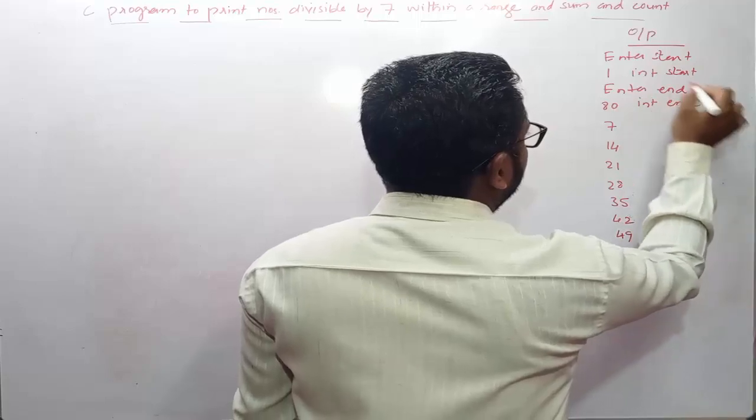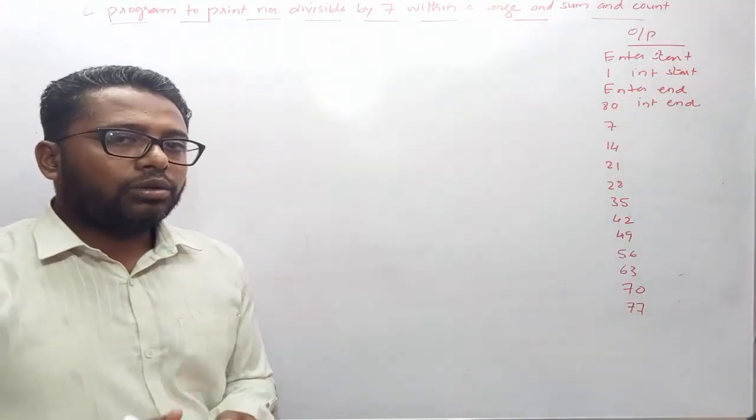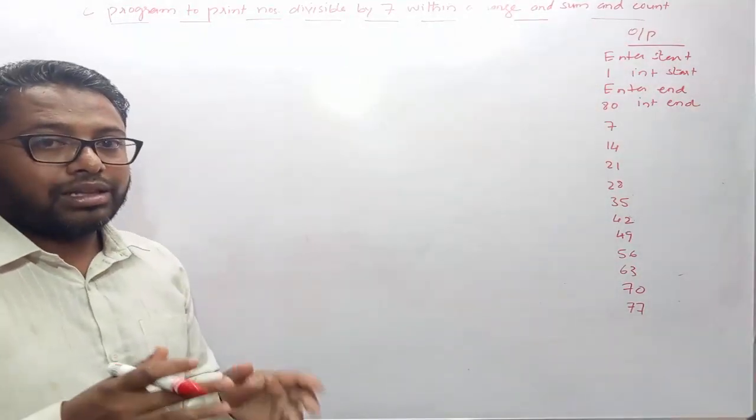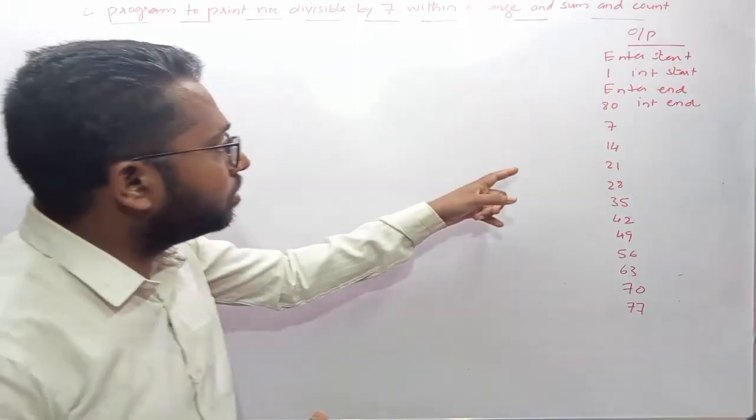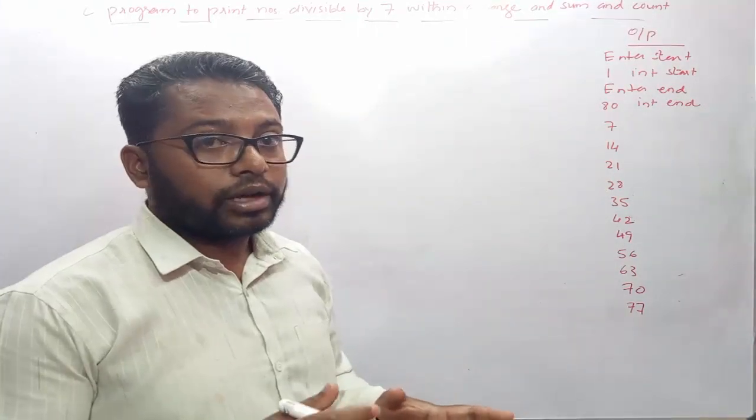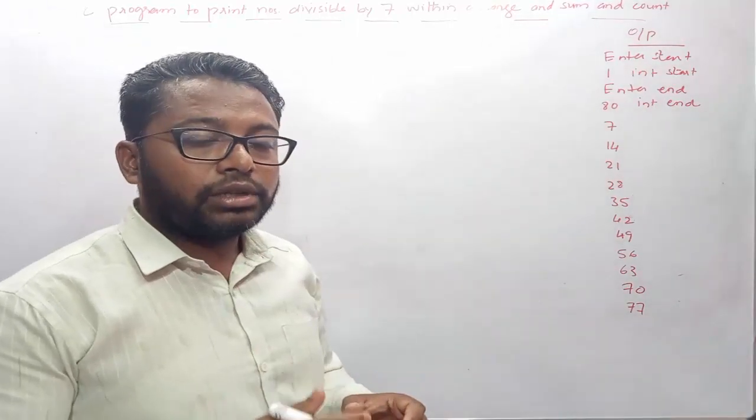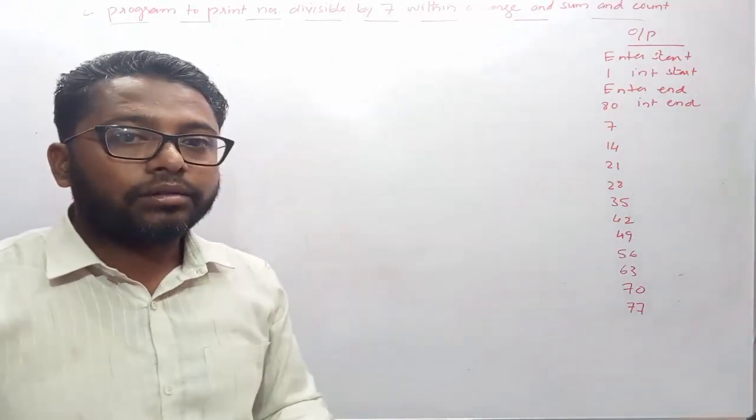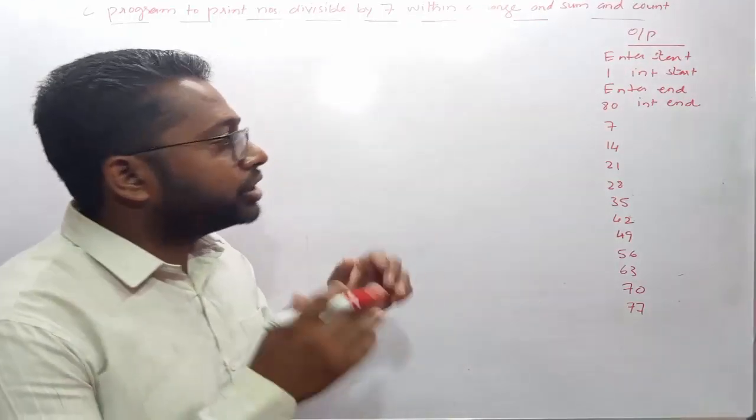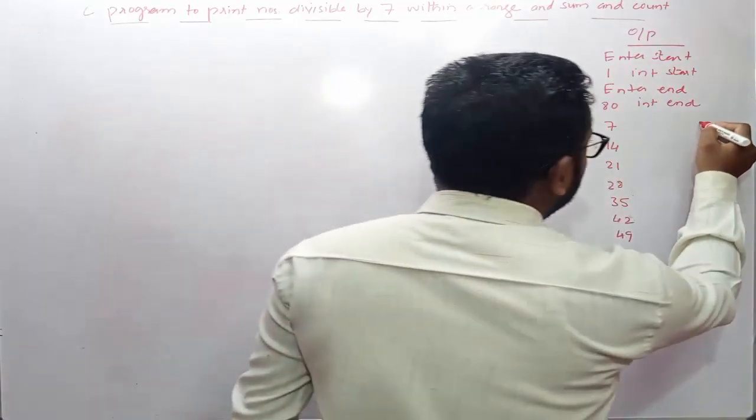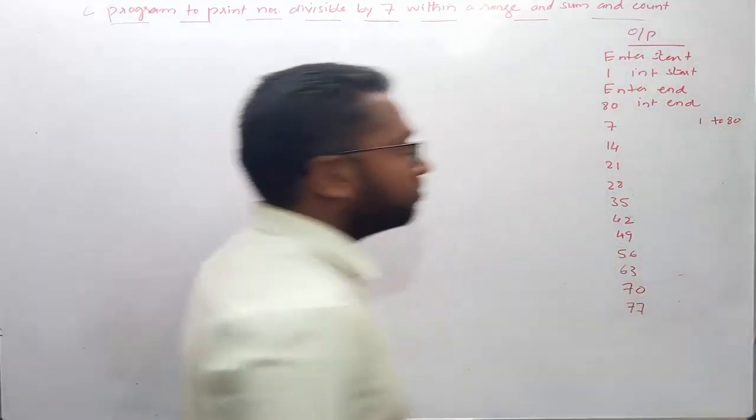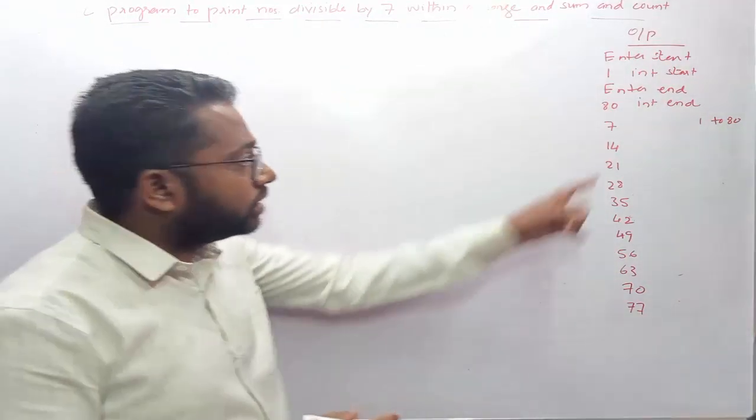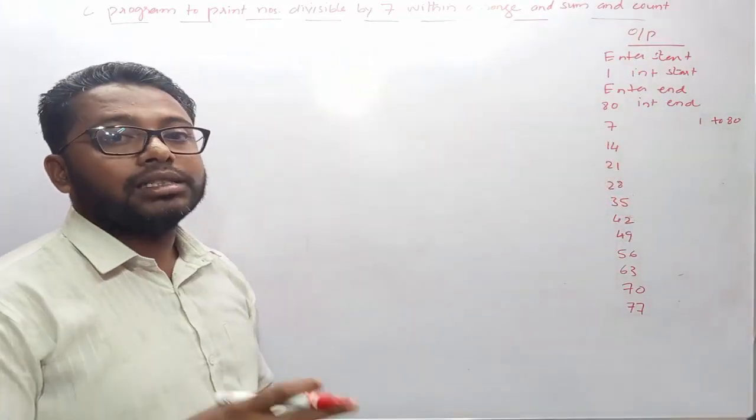Now I need to check within this range each and every number whether that number is divisible by 7 or not. If that number completely gets divisible by 7 without leaving any remainder, then I will consider only that number. Although I need to check each and every number coming within this range of 1 to 80, we need to take only that number within this range which gets divisible by 7.